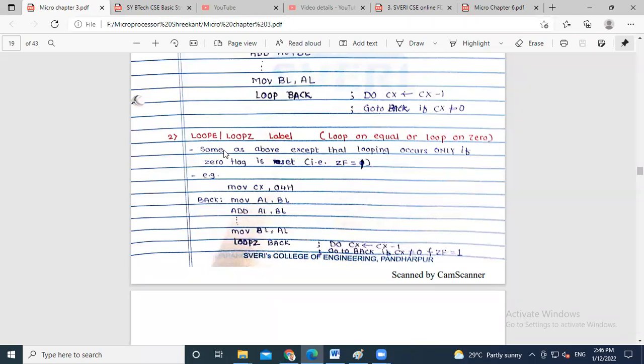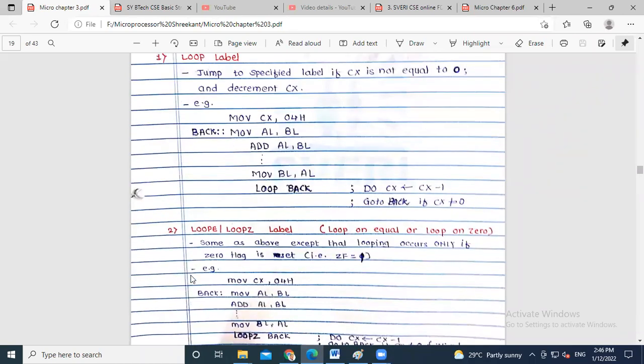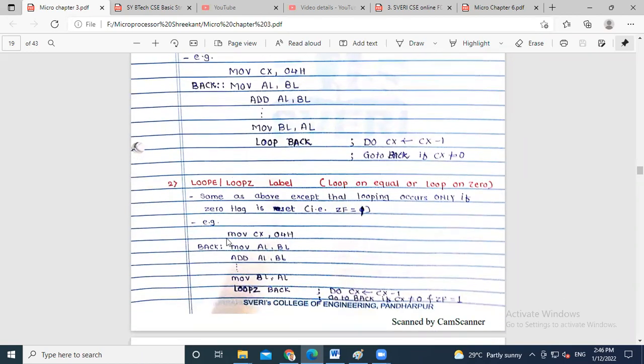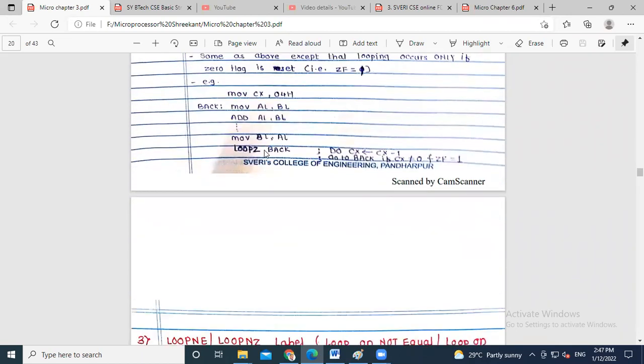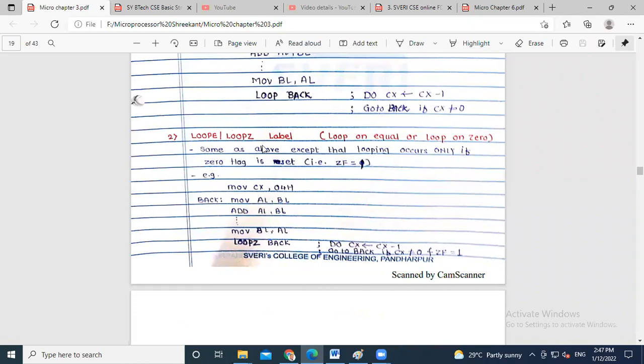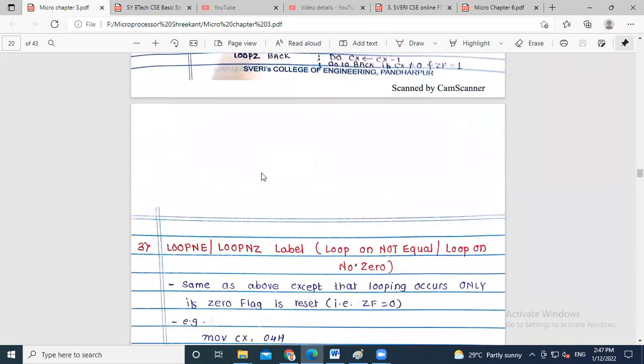So it is only different. How is it different from the loop label? Either it may be equal or it may be zero. Again, the loop is going to happen, and n number of iterations of this code are going to be executed. That is loop equal or loop on zero.